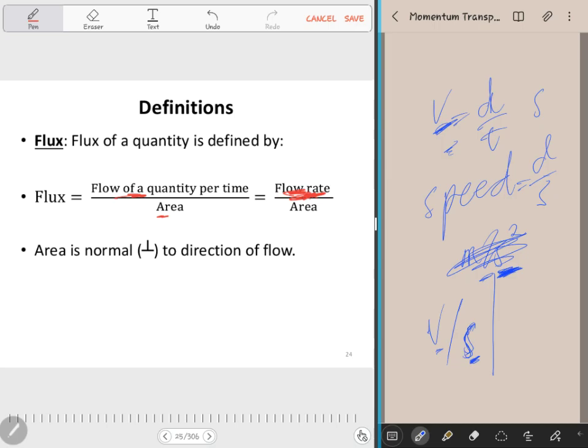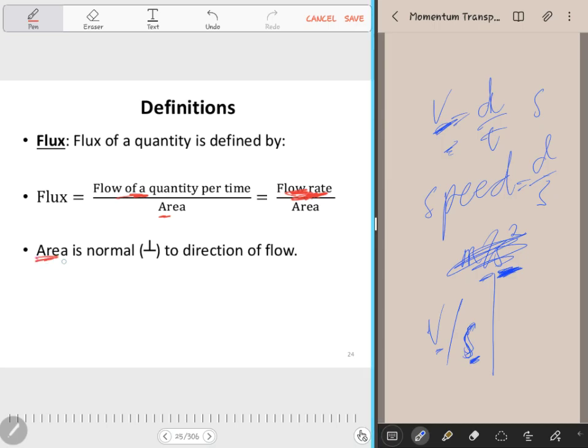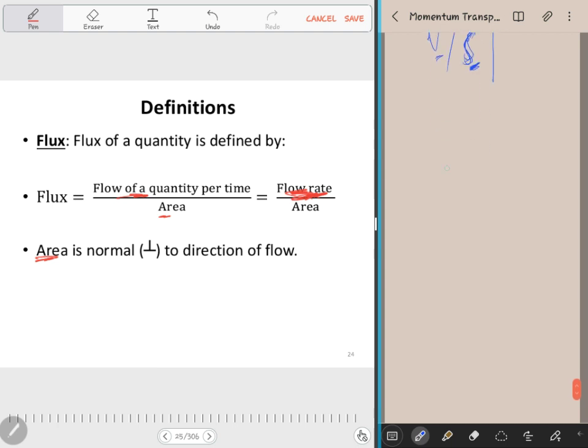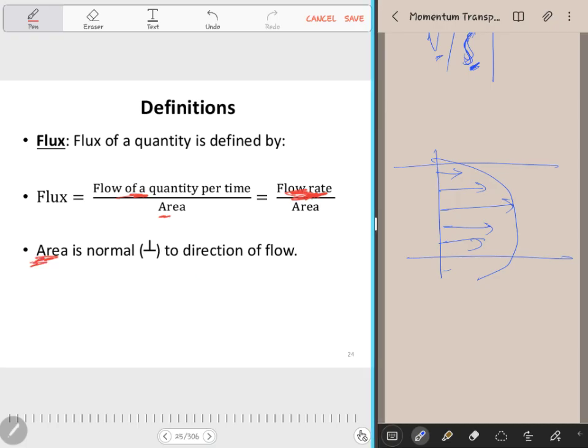Okay, and they are saying that the area is always normal to the direction of the flow. Then again, let me draw this diagram. Remember I said this, I'm drawing it again. You see something like this. So this would be a velocity profile, something like this, right? If this were to be a velocity profile, they are saying that the area is normal to the direction of flow.